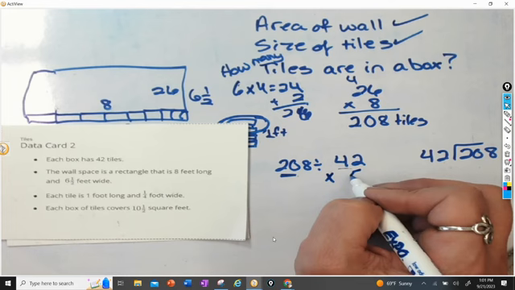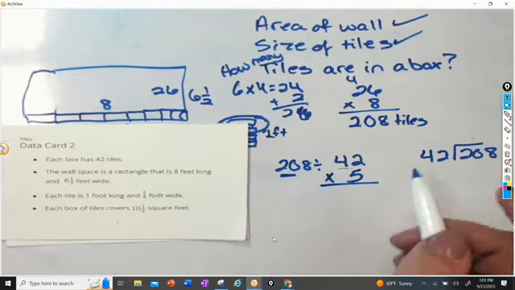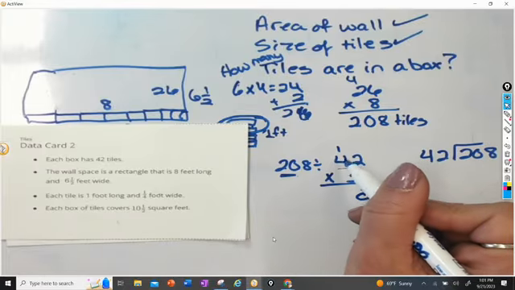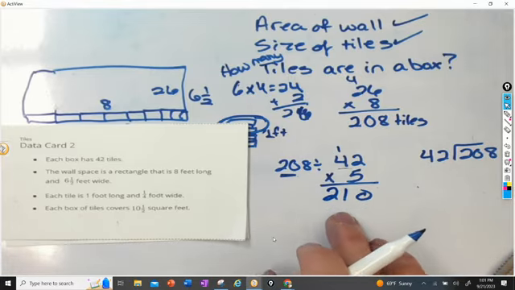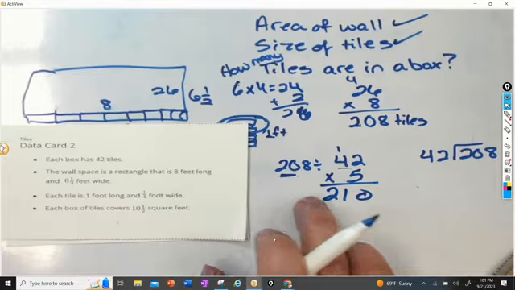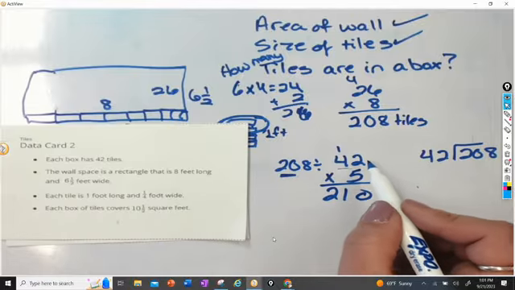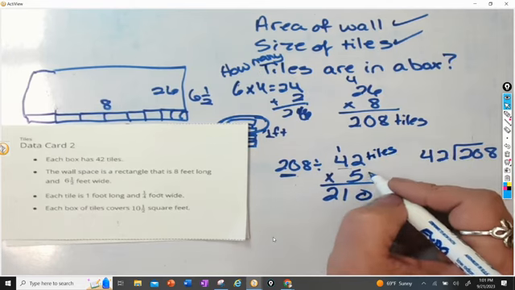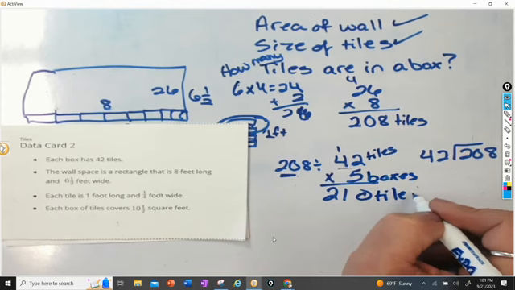So I'm going to multiply times 5. I'm trying to get as close to 208 as possible, right? So 5 times 2 is 10. 5 times 4 is 20, plus 1 is 21. So if I had 210 tiles, would that be enough to cover my room? Yeah, because I only need 208, right? So this was the amount of tiles in each box. This is 5 boxes will give me 210 tiles.